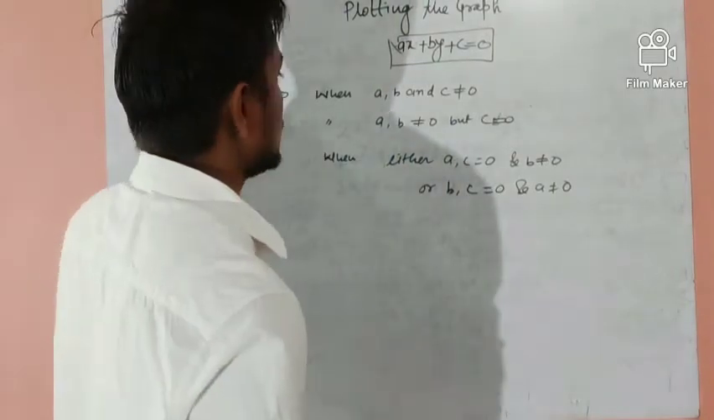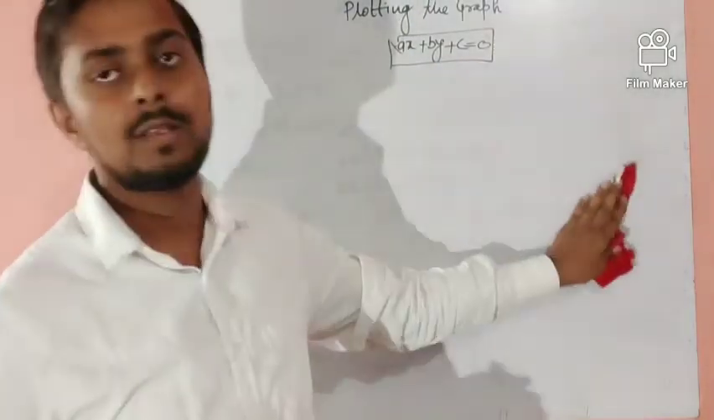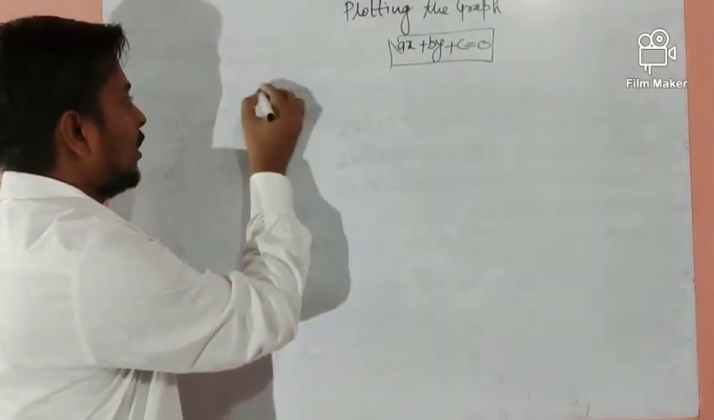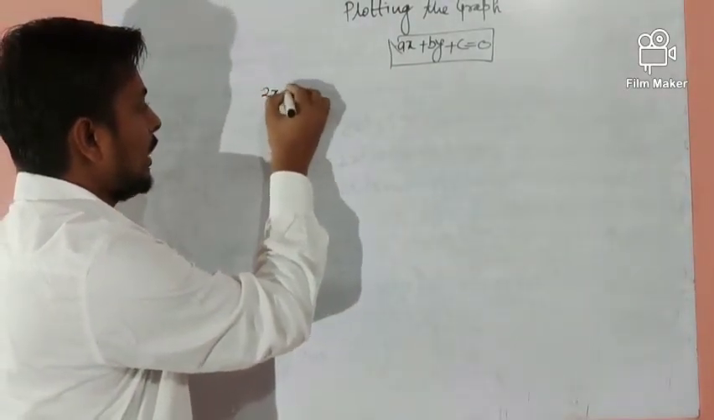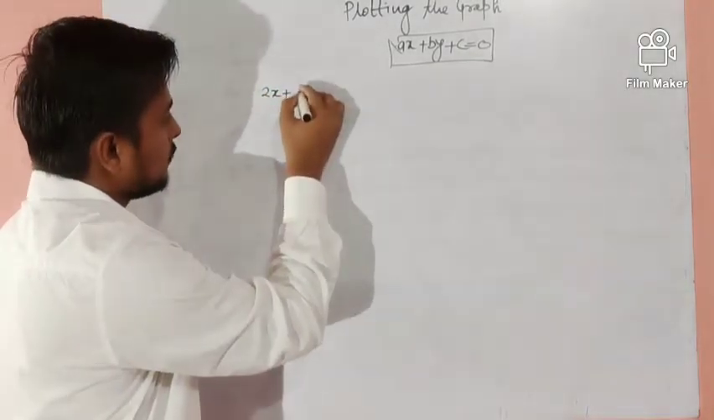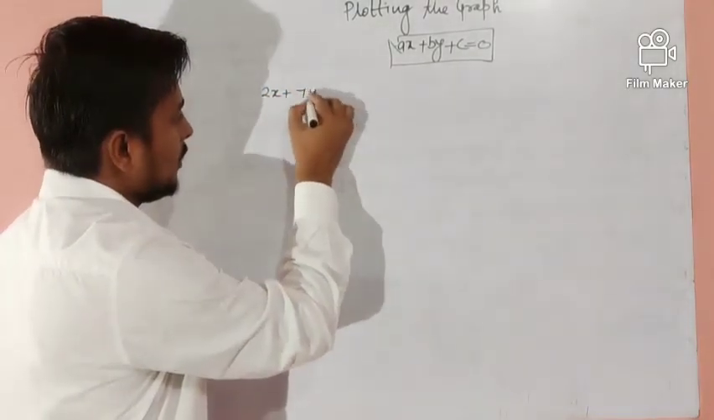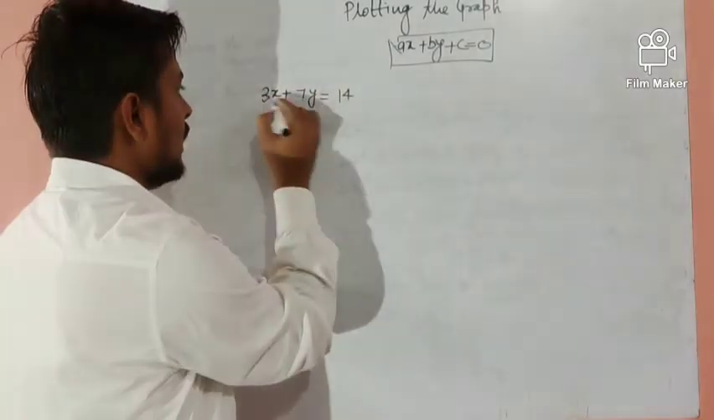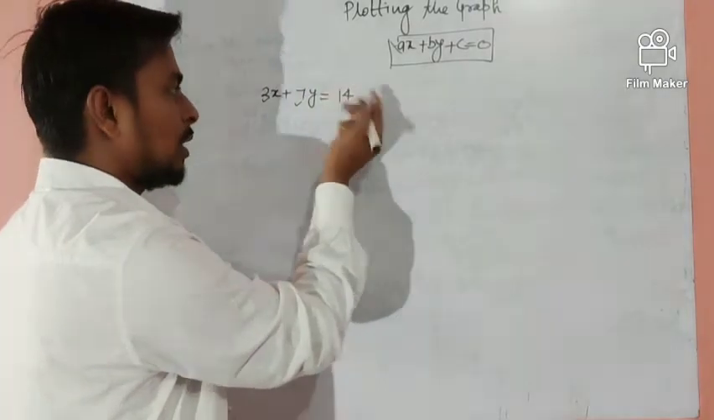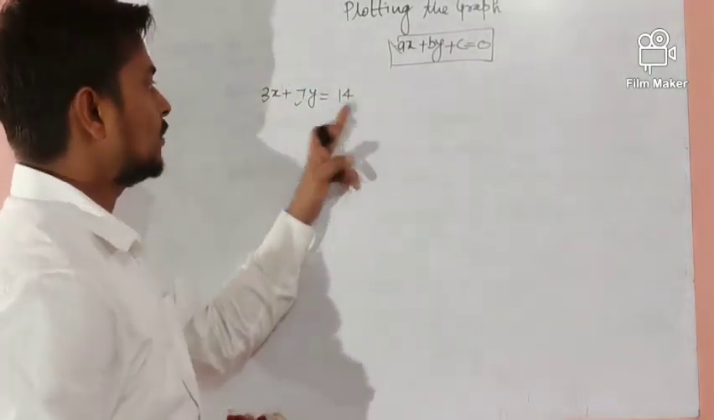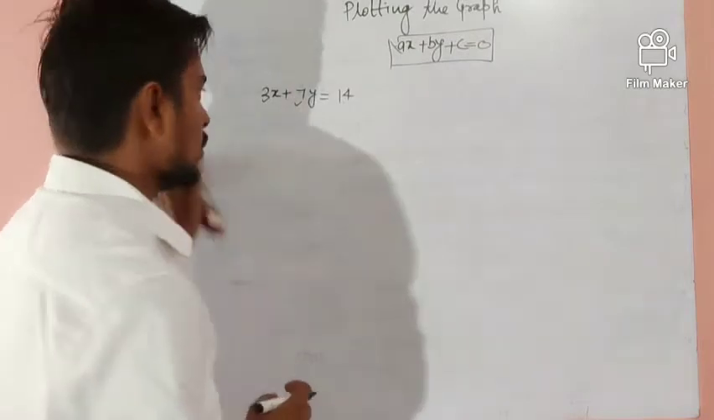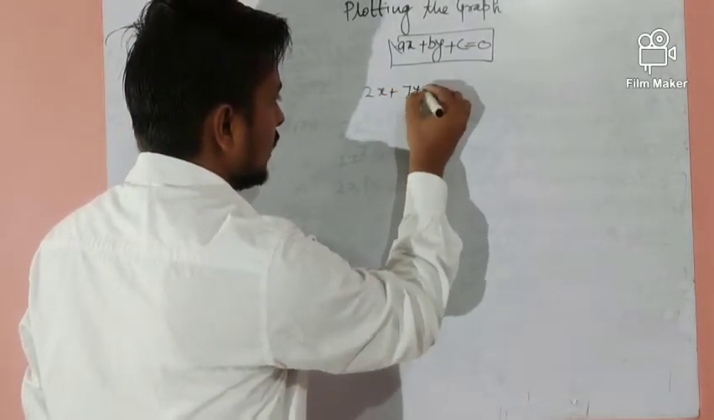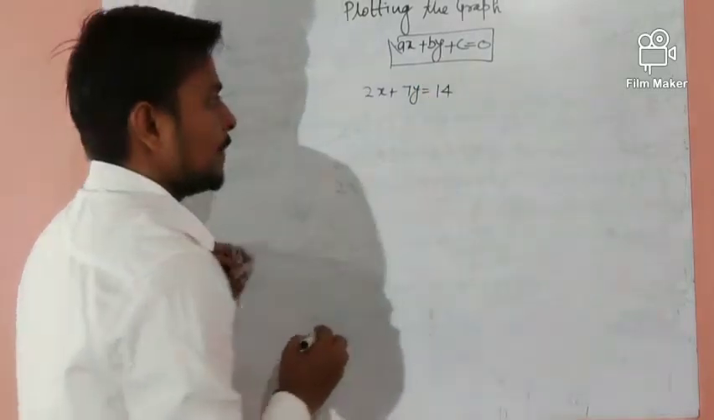How am I writing this? We will discuss by some examples. I am taking one example, suppose, 2x plus 7y is equal to 14. Here a, b and c is minus 14, by transposing this side. All are not 0. So this line 2x plus 7y is equal to 14.